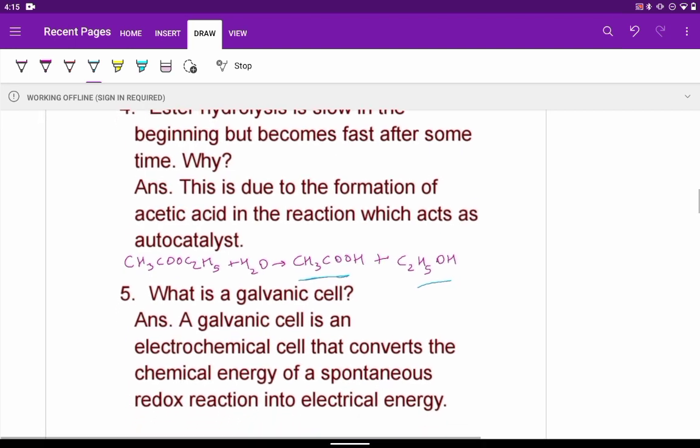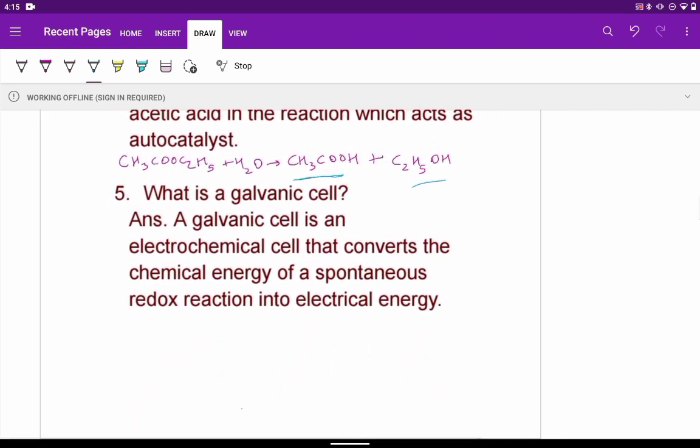Next, what is a galvanic cell? A galvanic cell is an electrochemical cell that converts the chemical energy of a spontaneous redox reaction into electrical energy. So here chemical energy is converted into electrical energy.